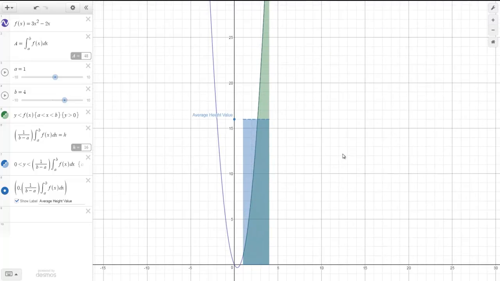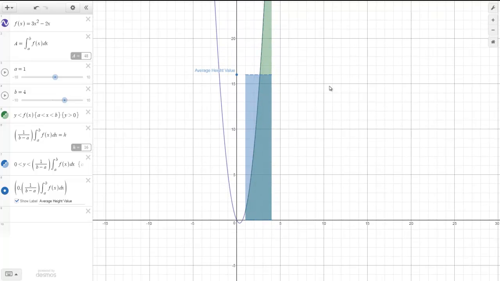And again, we didn't solve this here, but you can figure out what x value leads to that average value by simply setting f of x, which in this case is 3x squared minus 2x, equal to 16, and solving. Okay, so the average height was 16.